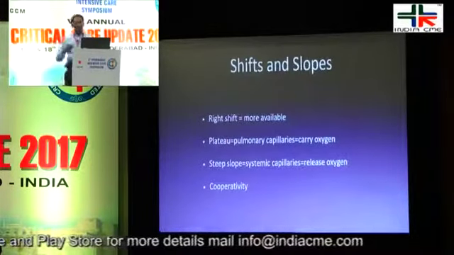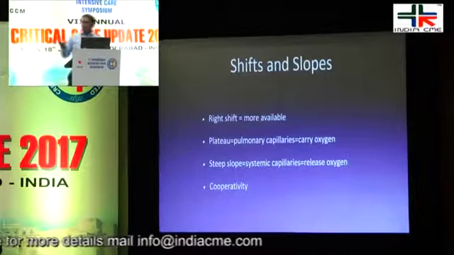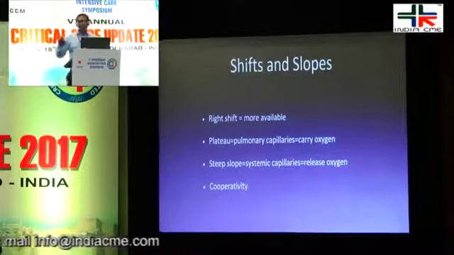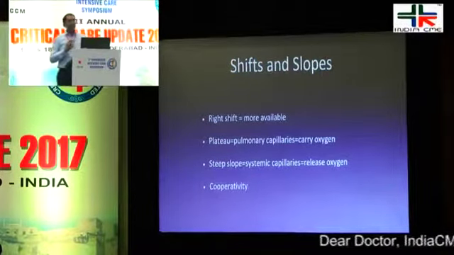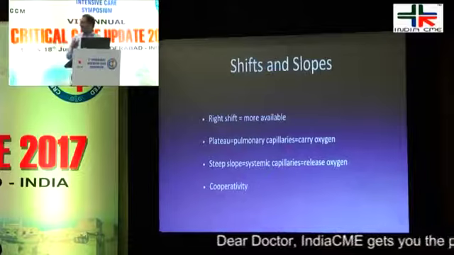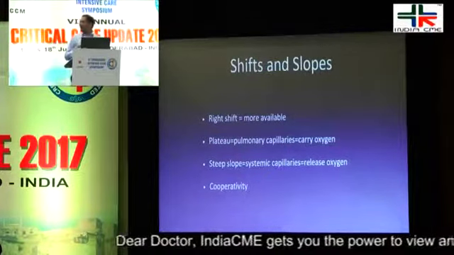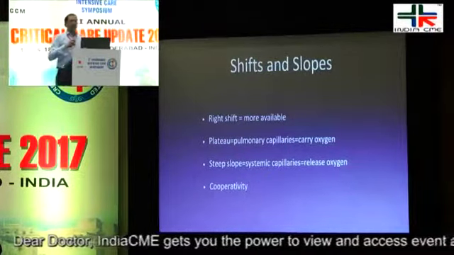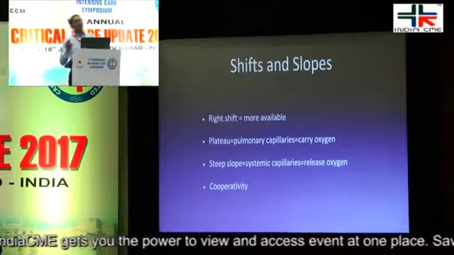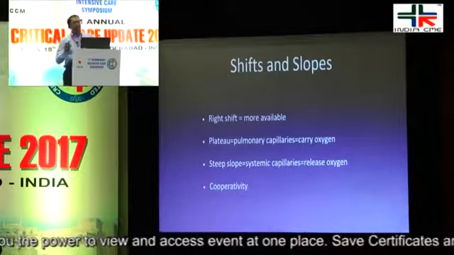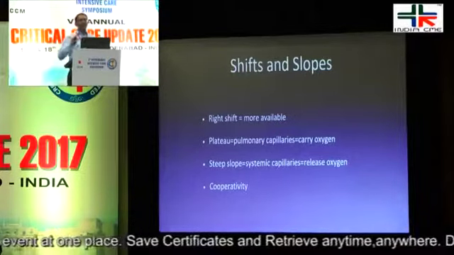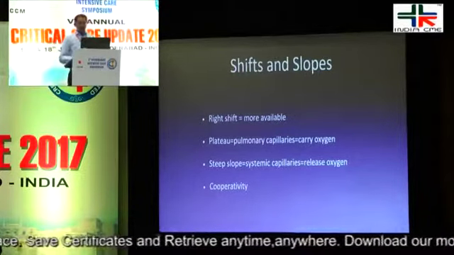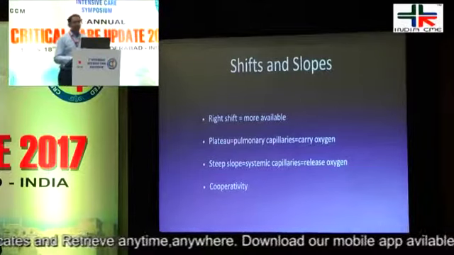Now, in terms of shifts and slopes, if you have a right shift, just as I said, there's more oxygen available. The plateau phase of the curve is where your pulmonary capillaries are, and they carry more oxygen. The steep slope is the systemic capillaries, which release oxygen. The curve is shaped that way because of the concept of cooperativity, where the affinity of the hemoglobin molecule for oxygen increases as one molecule attaches, then the second, third and the fourth. So this is something you can think about at the bedside when you're taking care of somebody with hypoxia.